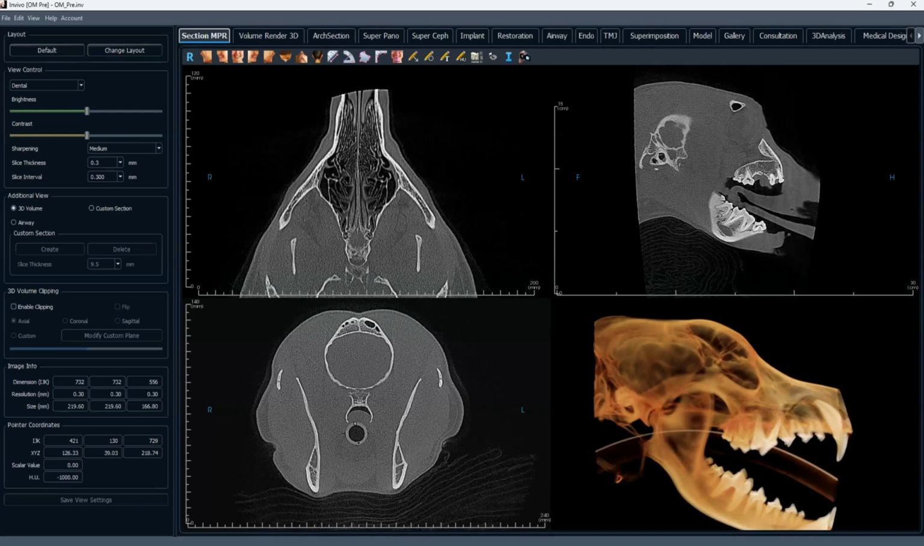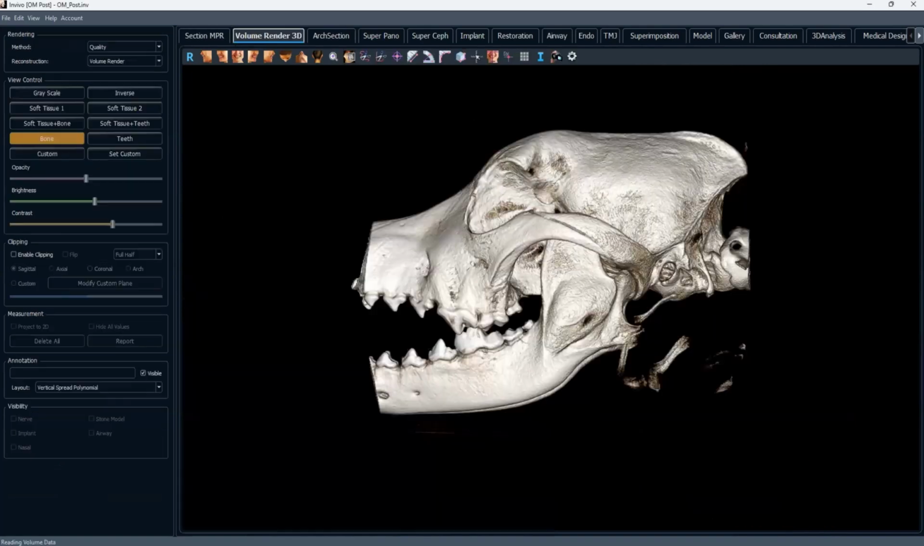We'll look at the post, because I do want to have time for questions. So here's our post. There's the left side.